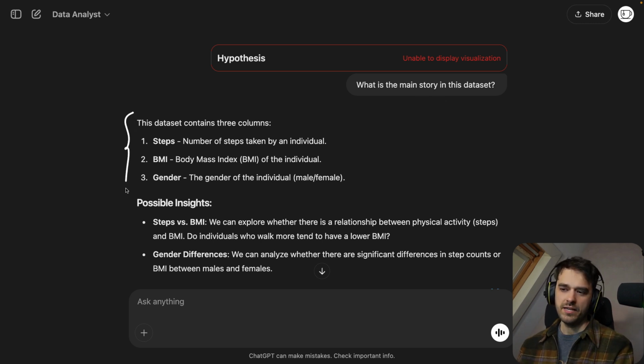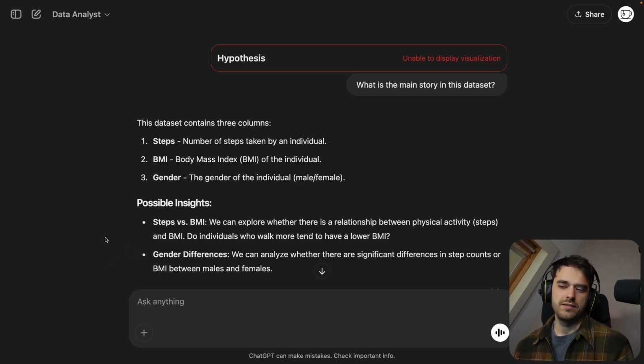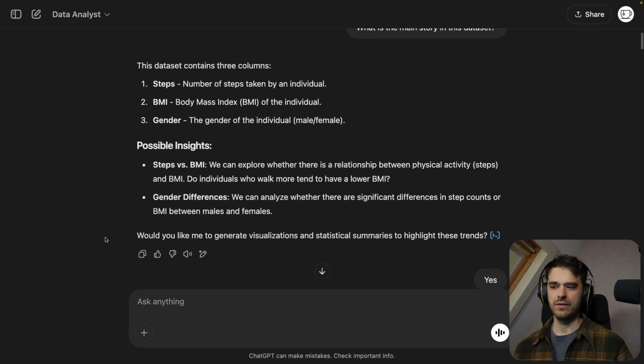It starts by saying, hey, there's a couple of columns, and there might be a couple of insights. And if I had to guess, it's basing all of this on the names of the columns. We've got steps, BMI, and gender, and it's probably not looking at the values just yet. It is just looking at those column names and coming up with all sorts of interesting hypotheses to check on its own. Right off the bat, that's not necessarily a bad start. Let's scroll down a little bit.